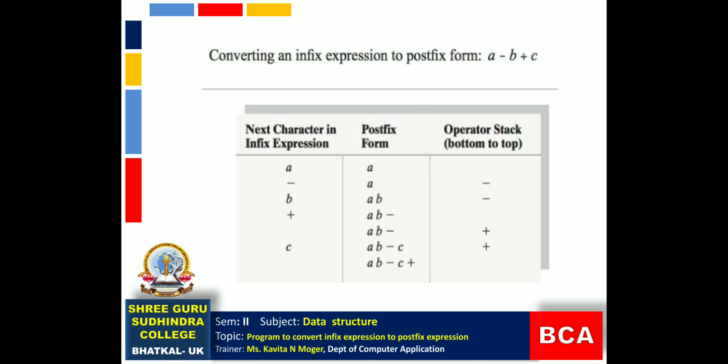Let us consider a simple example, A minus B plus C. This is an infix expression because the operators are present in between the operands. So we need to scan this infix expression from left to right. While scanning, if the symbol is an operand, then we need to place that operand onto the postfix column. If it is an operator, we need to put it onto the stack. So in our example, the first symbol is A. It is an operand, so we directly paste it into the postfix.